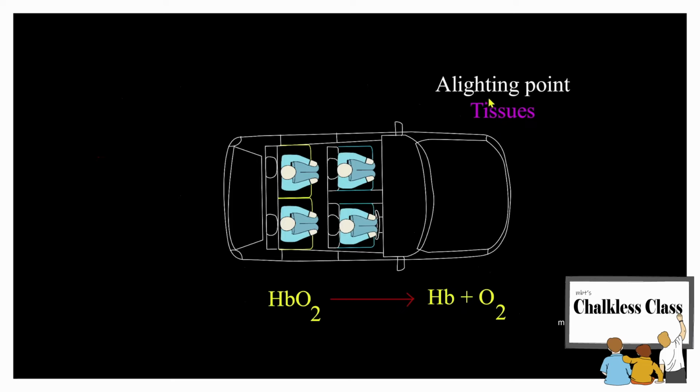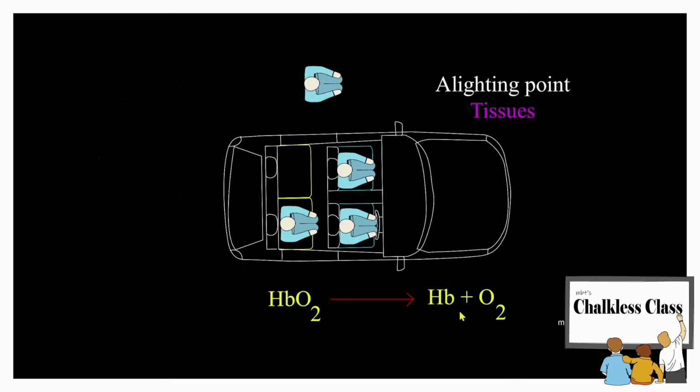Tissues are equivalent to alighting points. Here oxygen partial pressure is less in the blood plasma and in the tissue capillaries. So, from the hemoglobin, the oxygen is delivered to the tissue. First, oxygen is released into the blood plasma. From there, it goes to tissues.